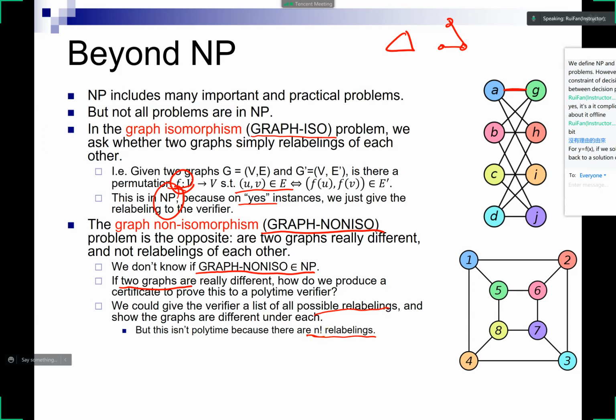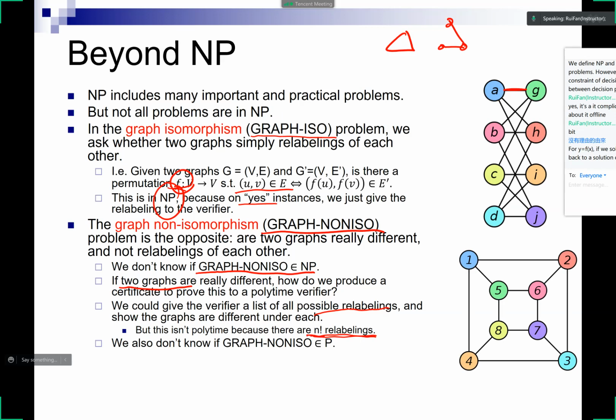So we need a polynomial time verifier. If you want to show that graph non-isomorphism is in NP, you need a polynomial time verifier. That polytime verifier cannot check all of these exponential number of labelings. So this is why it's hard to show that graph non-isomorphism is in NP. Also, we don't know of a polytime algorithm to solve this graph non-isomorphism problem. So this is an example of a problem which we don't know whether it's in NP or not.